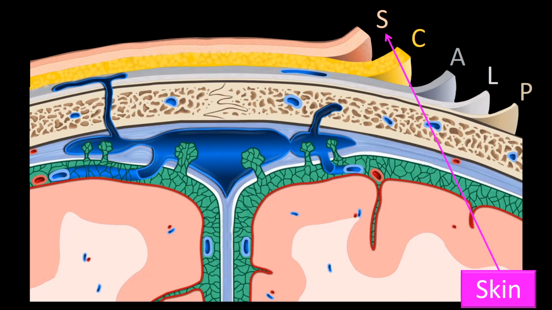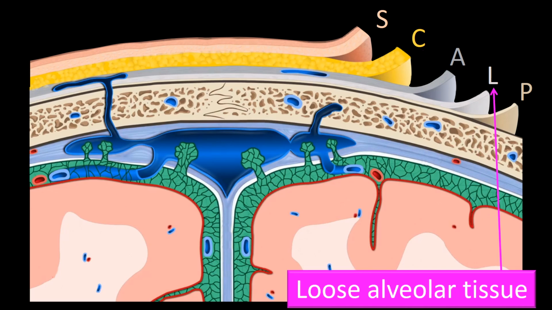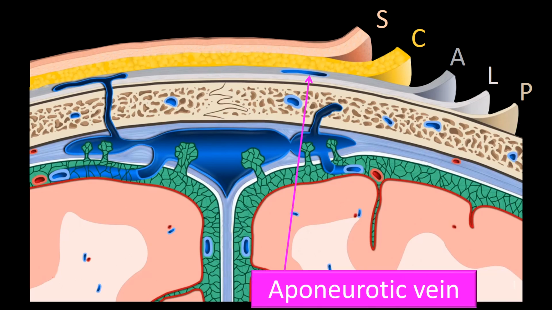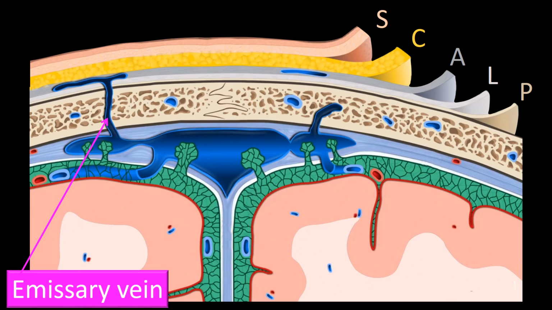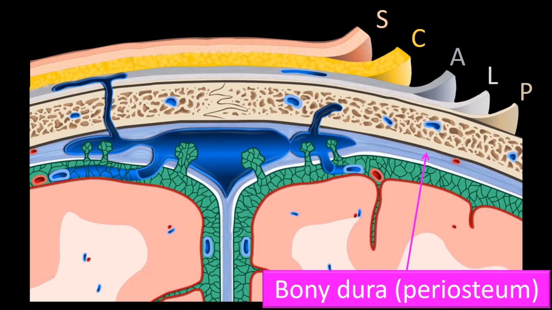The S stands for skin, the C for connective tissue, A for aponeurosis, L for loose alveolar tissue, and P for periosteum. Now I am indicating an aponeurotic vein, bone, diploic vein, emissary vein, the epidural space. This space in the cranium is a potential space between the cranial bone and the periosteum that covers the inner surface of the cranium. Other names used to refer to the periosteum at this location are bony dura, periosteal, or endosteal layer of the dura mater.